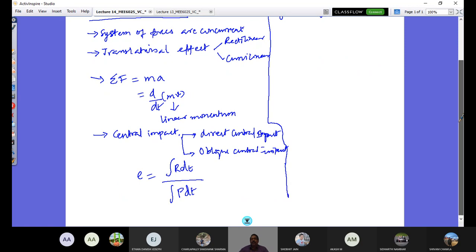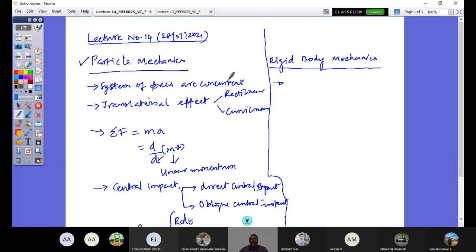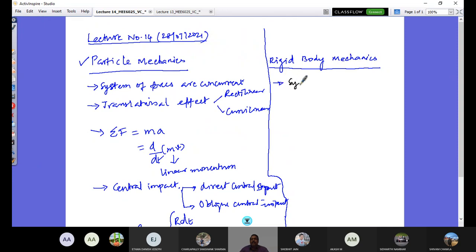Today's class, we are going to look at what is called non-central impact or eccentric impact. For that, look at its counter statements. Here, system of forces are concurrent. Here the system of forces are general. So what do you mean by general? That would be neither concurrent nor parallel system of forces.